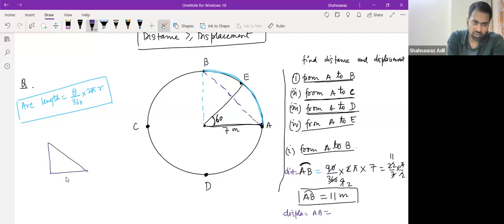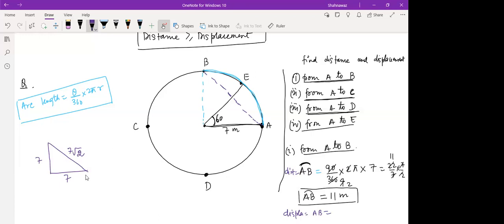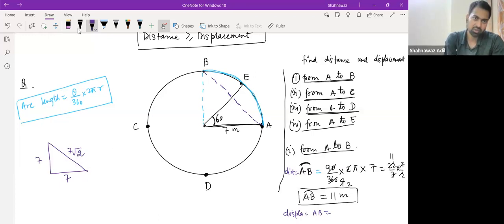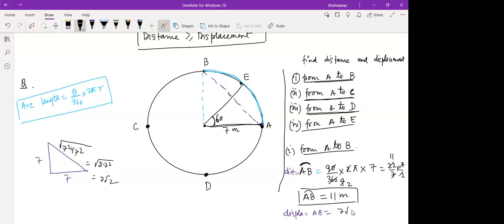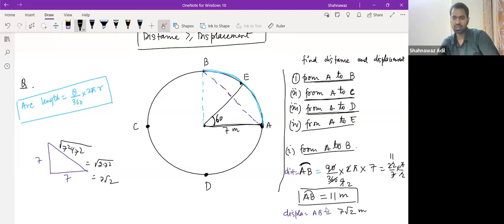So this is 7, this is 7, so this would be 7 root 2, right? Yes, sir. I have directly written this. So this would be root of 7 square plus 7 square, which is 2 into 7 square, which is 7 root 2. So this is the distance and displacement, right? For A to B.